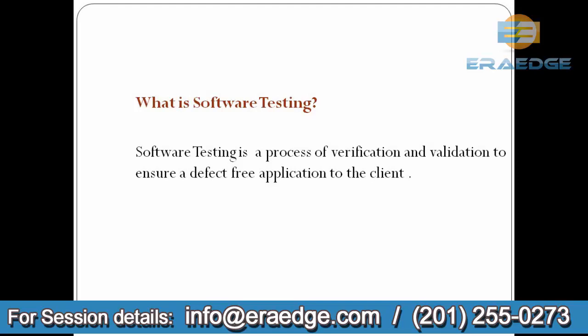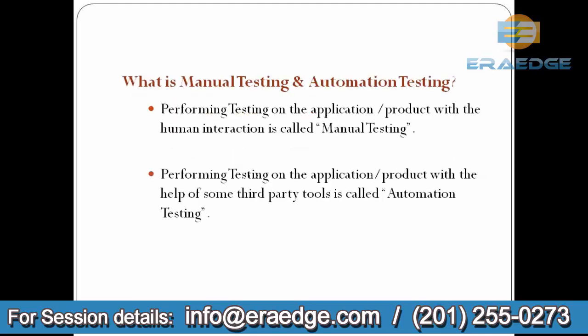So let us have a quick walkthrough on the manual testing stuff, then the basic manual testing as well as the automation testing. Basically, what is software testing? Software testing is a process of verification and validation. Here we ensure to the client that the application we are going to release is a defect-free application. Then, what is manual testing and automation testing? Performing testing on the application or product with human interaction is called manual testing. In manual testing, we interact with the application directly through the keyboard and the mouse.